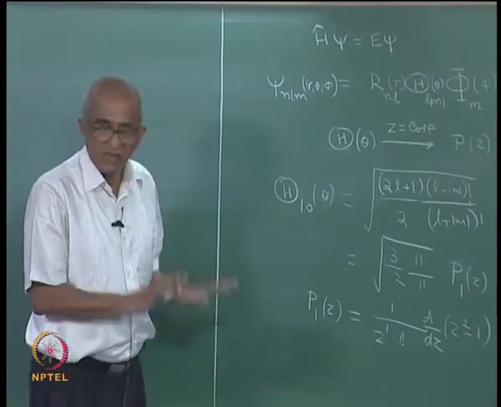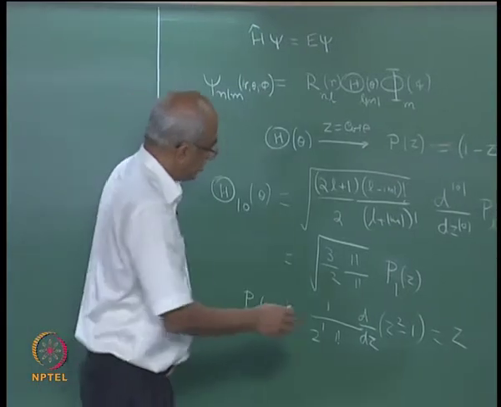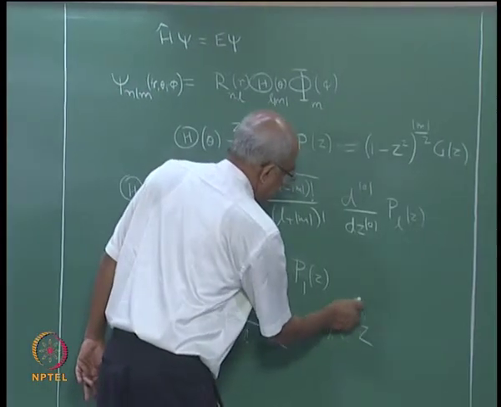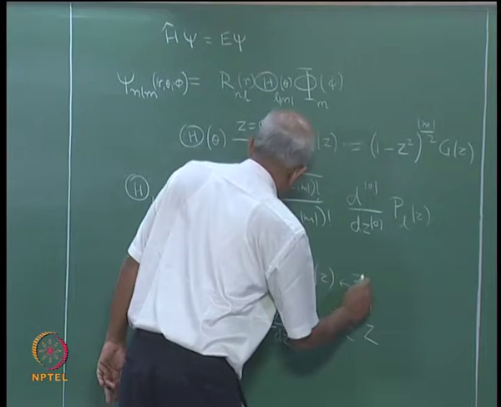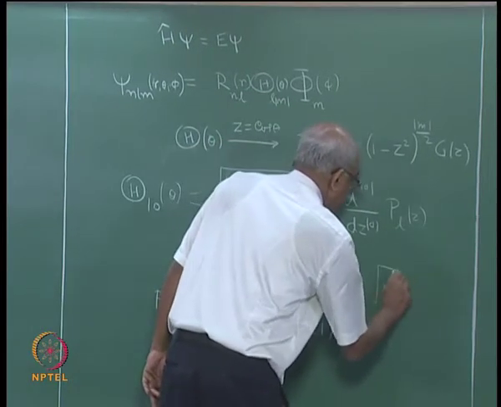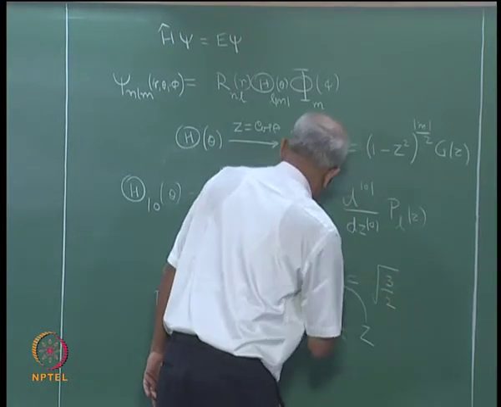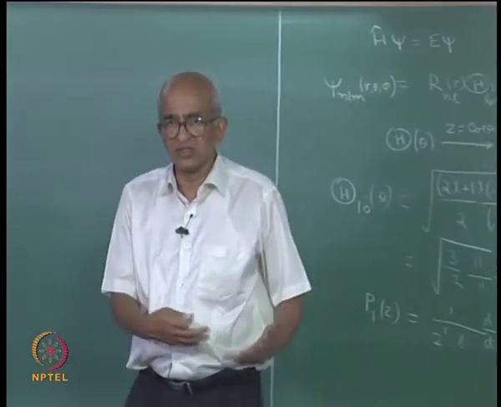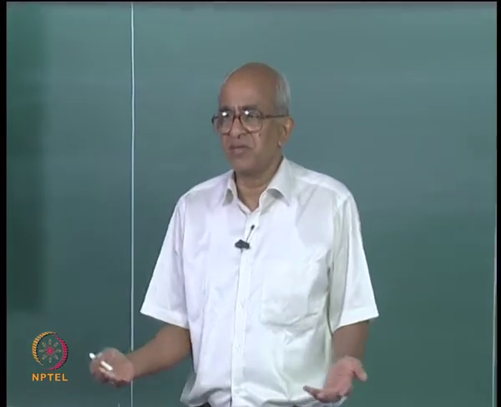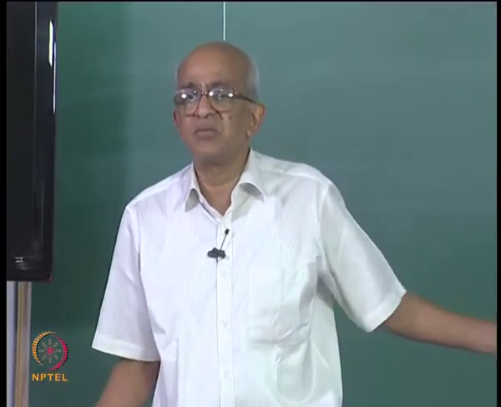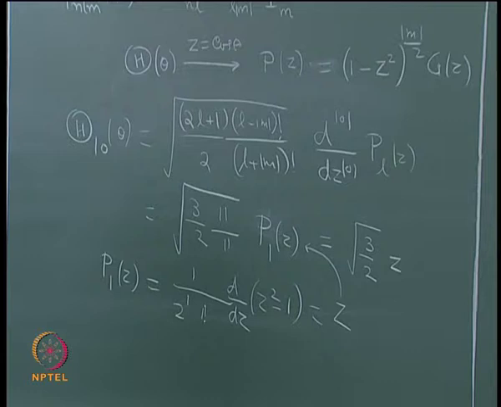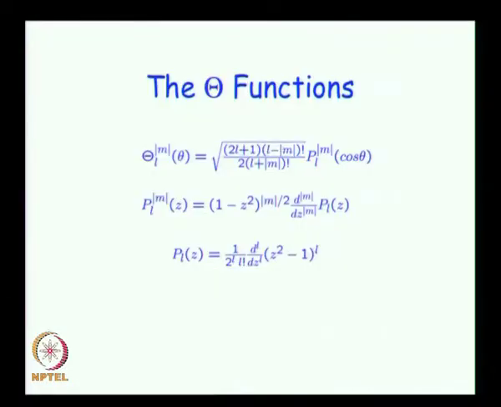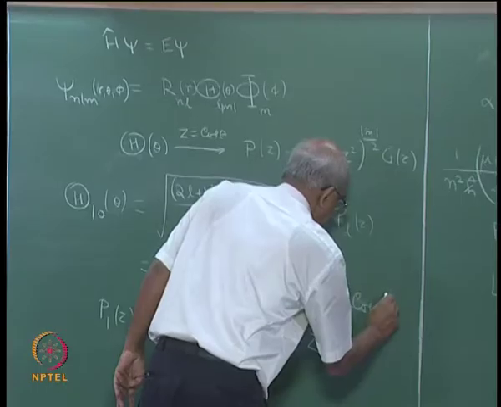So, what is theta 1 0? This value of P may be put back here, and so the answer is going to be square root of 3 by 2 into z. I mean, the answer, as you can see, is fairly simple. Square root of 3 by 2 into z. What is z? Z is nothing but cos theta, because z is our variable that we had introduced, and therefore theta 1 0 of theta is actually simply square root of 3 by 2 cos theta.